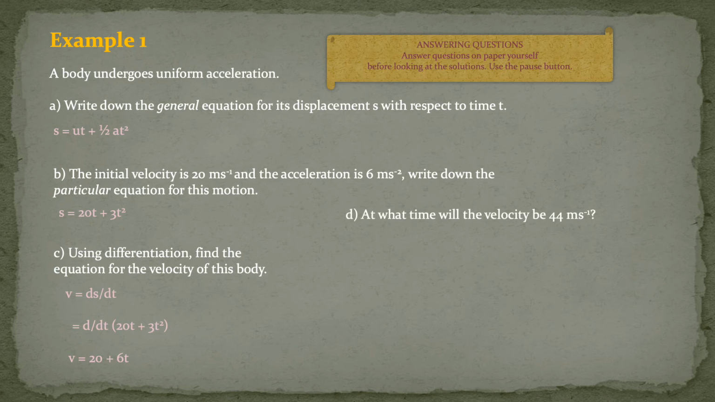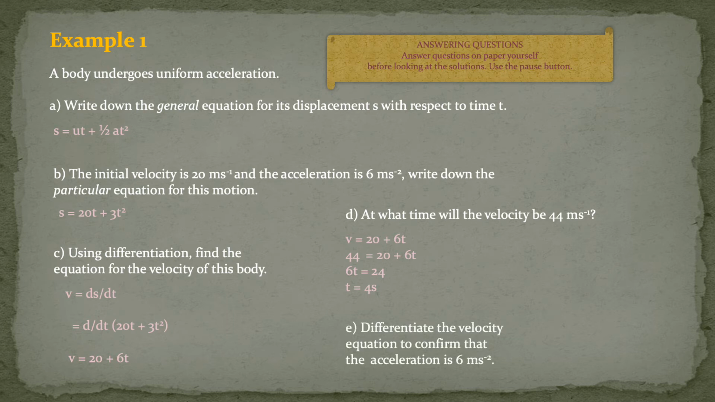At what time will the velocity be 44 meters per second? Well, we begin with our velocity equation. v is 20 plus 6t. We substitute in for 44, rearrange, and we find that t is 4 seconds. So 4 seconds into this motion, the velocity will be 44 meters per second.